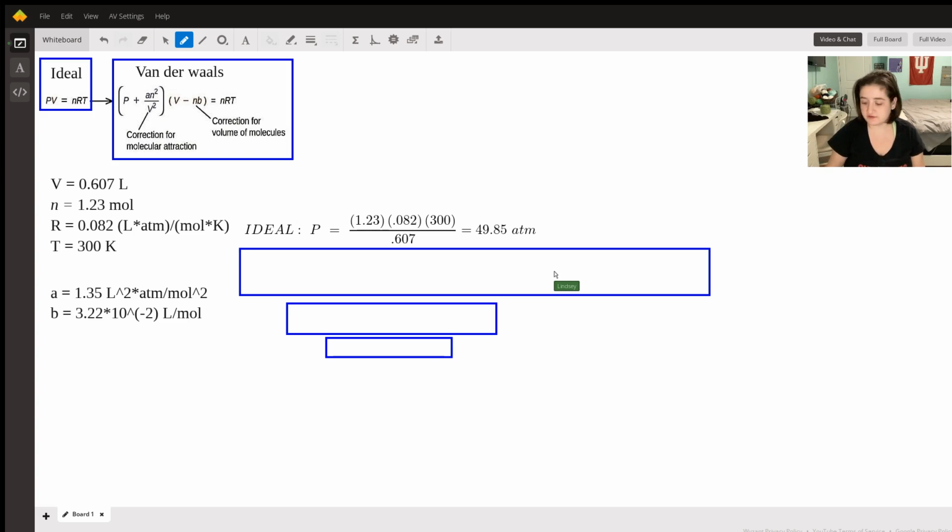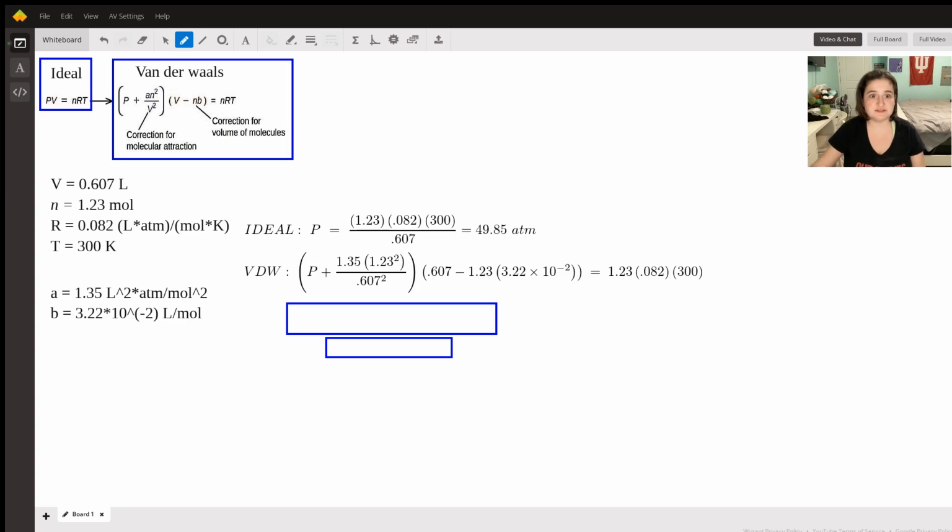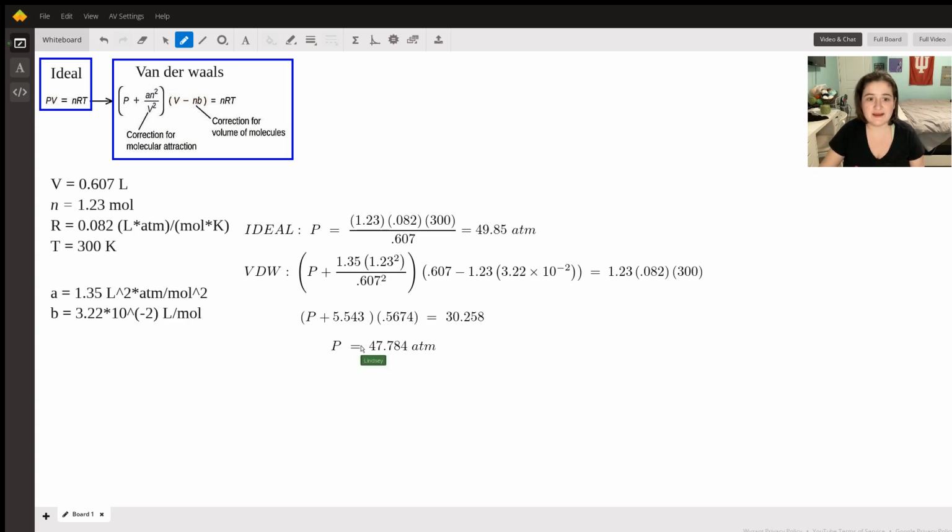And then for the van der Waals equation, going right from that top one, we plug in all of our numbers from over here. Simplify this to be here. And have our pressure come out at 47.784 atmospheres. So you can see there's over 2 atmospheres of difference.